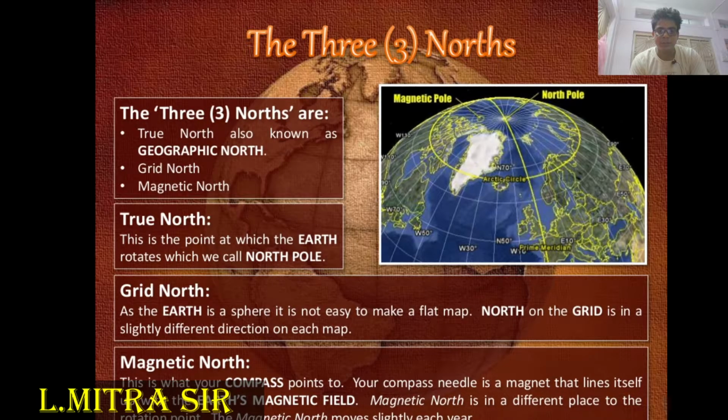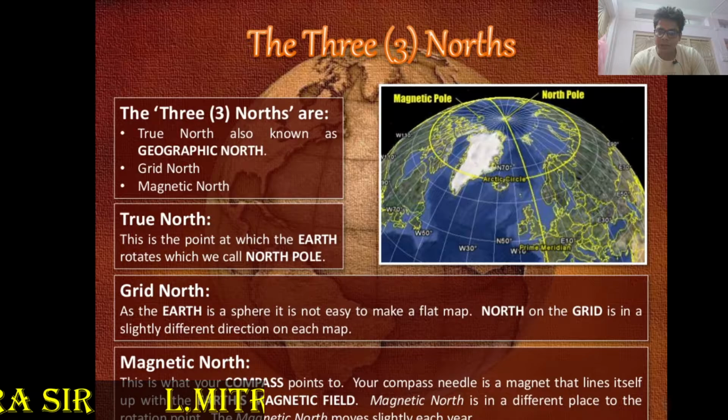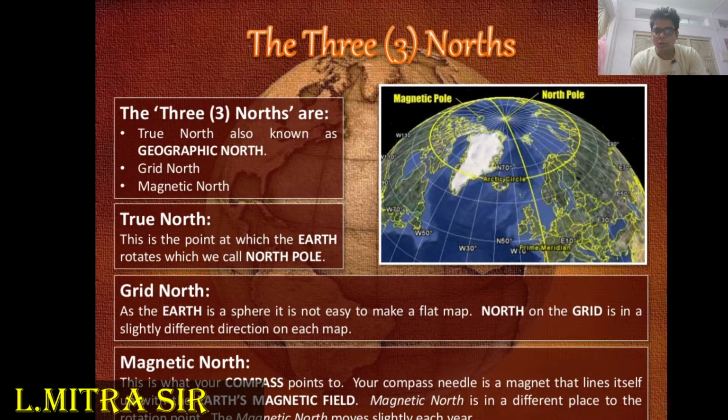And another is the magnetic north. I already mentioned the magnetic north. The position of magnetic north and the North Pole is not the same. This is not the same point. This is what a compass points to. Your compass needle is magnetic and lines itself up with the Earth's magnetic field. Magnetic north is in a different place from the rotation point.